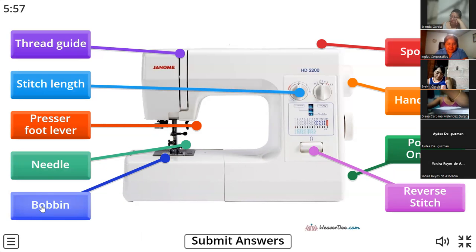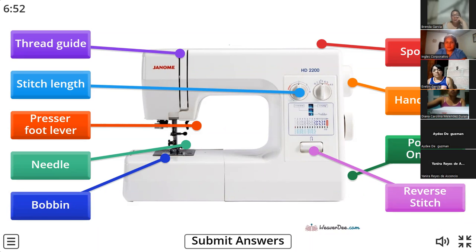Okay. Oh no. Sorry. This is bobbin. Let me check. Oh, it's bobbin. Bobbin. The ones that you have in your job are bigger. Son grandes, ¿verdad? No son como estas. Esa es como una casera. Semi-industrial, más bien. Okay, but there you have an idea how to call the main parts. Las partes principales.